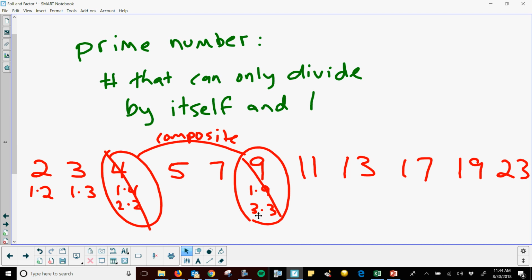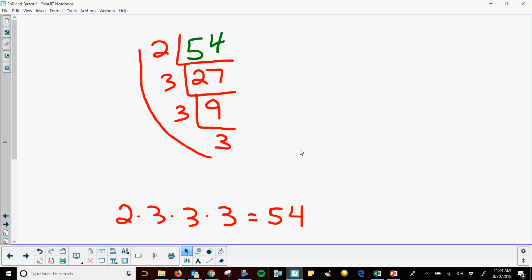9 is an odd number that's not prime because 1 times 9 and 3 times 3. 11's prime, 13's prime, 15 is not because 3 times 5. I've already broken it down. 17, 19, 21 is 3 times 7, and prime numbers go on forever. What we're going to do is use those prime numbers in order, and we're just going to divide. We're going to divide until we can't divide anymore.